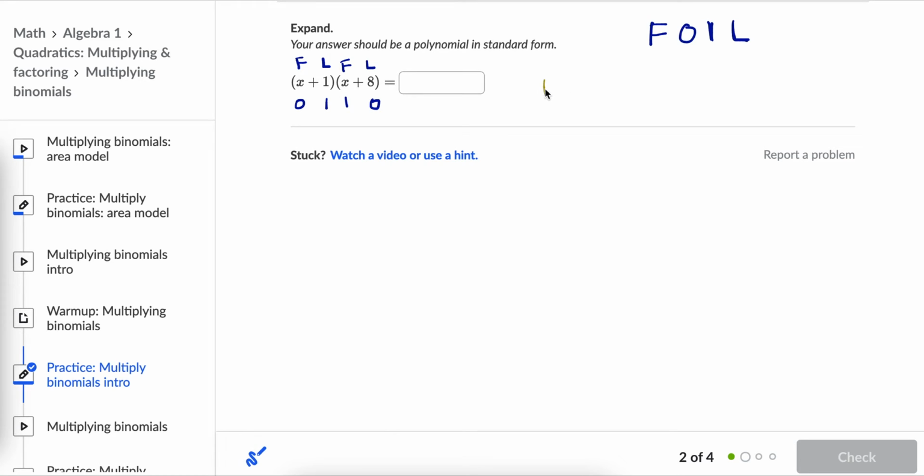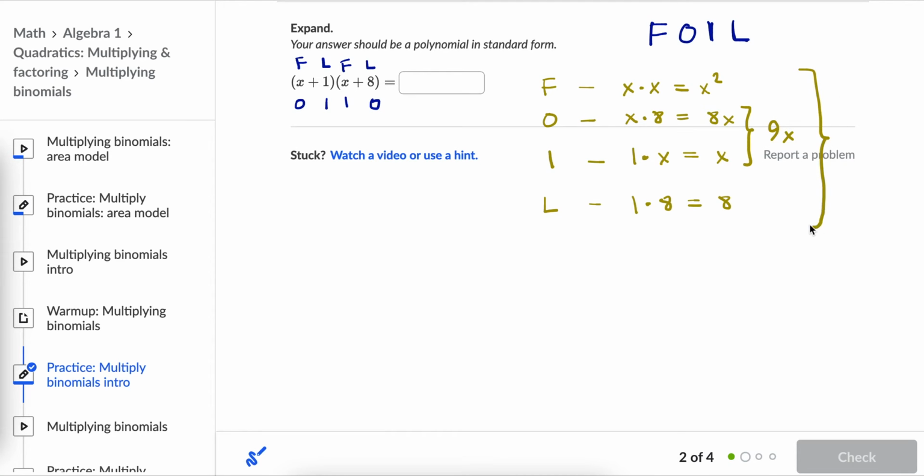Our first terms is x times x, that's equal to x squared. Our outside terms is x times 8, that's equal to 8x. Our inside terms is 1 times x, that's equal to just x. And our last terms, and this is kind of convenient, it looks very similar to a previous example that we did, 1 times 8, that's equal to just 8. So first we combine these like terms here, that gives us 9x, and then we can combine the whole lot, and that gives us x squared plus 9x plus 8.